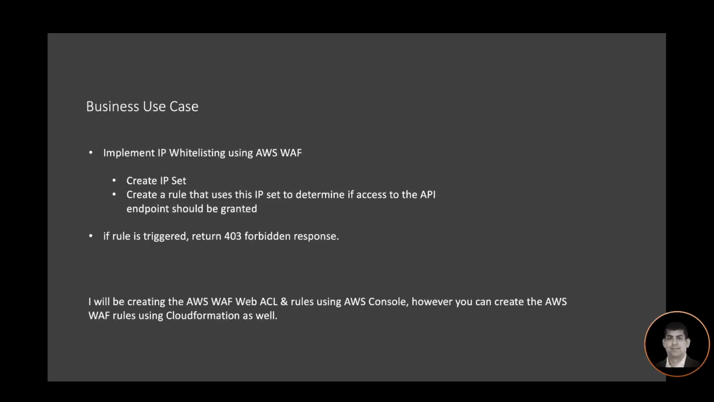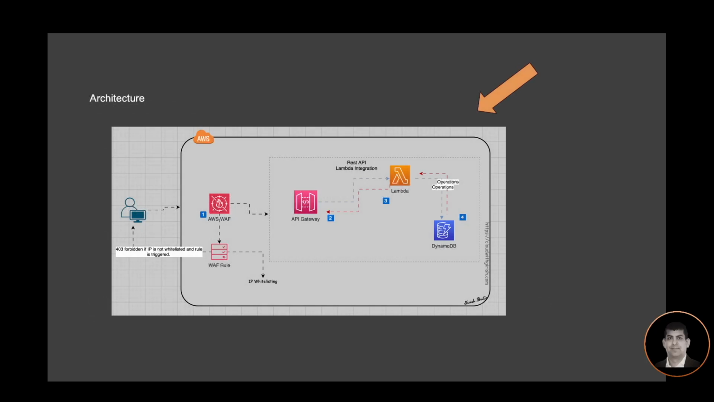Here is our business use case, implementing IP whitelisting using AWS WAF. Create an IP set, create a rule that uses this IP set to determine if access to the API endpoint should be granted. If the rule is triggered, return 403 forbidden response. I will be creating the AWS WAF WebACL and rules using AWS console. However, you can create the AWS WAF rules using CloudFormation as well. Let's look at our architecture.